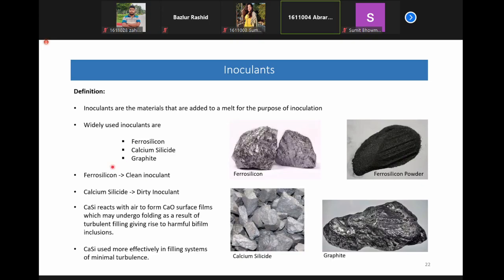Generally, ferrosilicon is known as a clean inoculant, whereas calcium silicide is known as a dirty inoculant. The reason is that when calcium silicide enters the melt, it reacts with air to form calcium oxide surface films that, if you have a turbulent filling system, can become folded and again produce harmful bifilm inclusions. This means that in order to effectively use calcium silicide as an inoculant without harming your casting, you will need to use it in conjunction with filling systems that are designed to minimize turbulence.